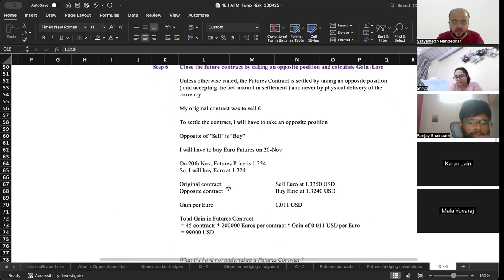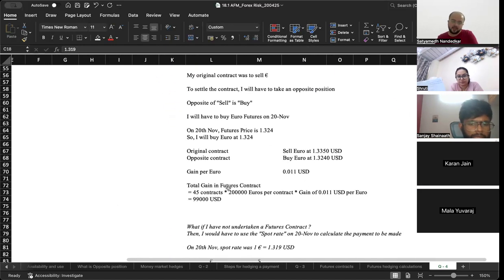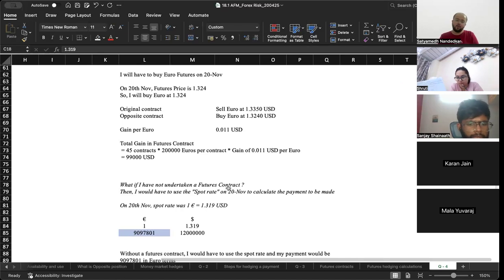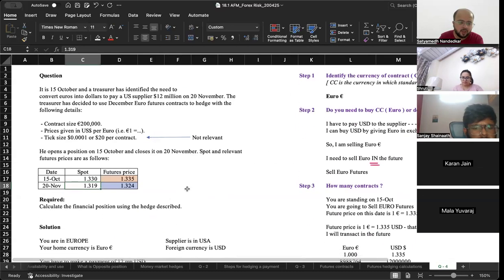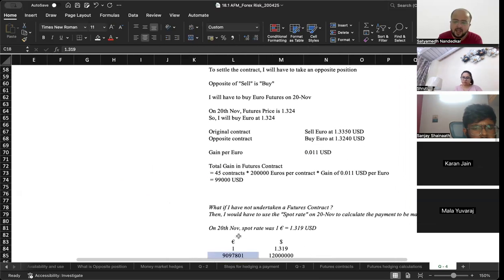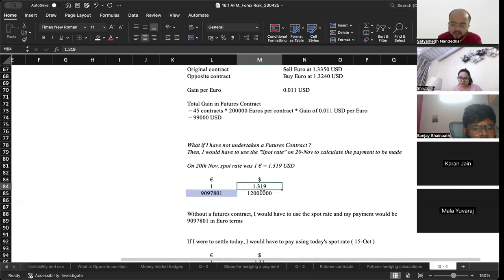So what happens in this case? What if I have not undertaken a futures contract? Then I would have to use the spot rate on 20th of November. On 20th of November, the spot rate is 1.319. And if the spot rate is 1.319, to make a payment of 12 million euro, how much would I have to give? I would have to give 9097801 in euro terms, and that would be my outflow.